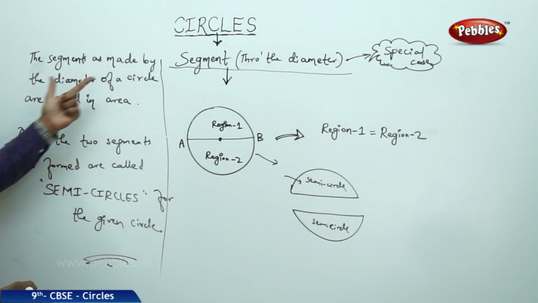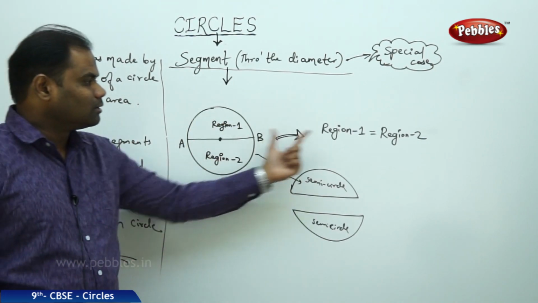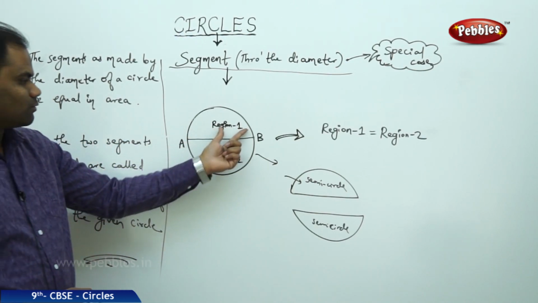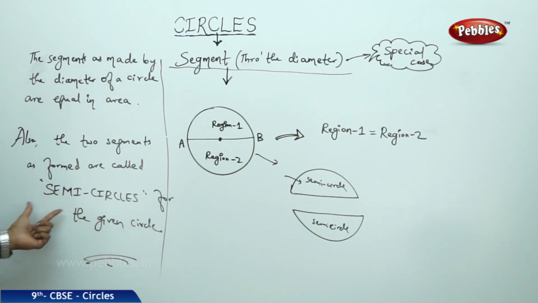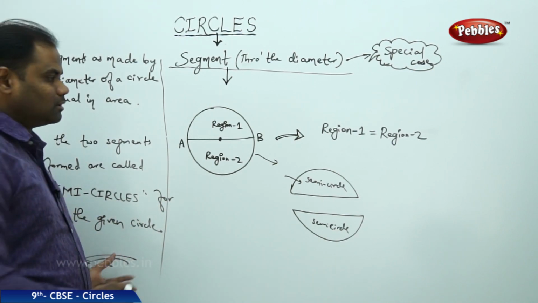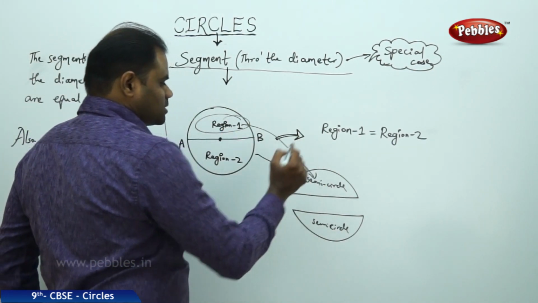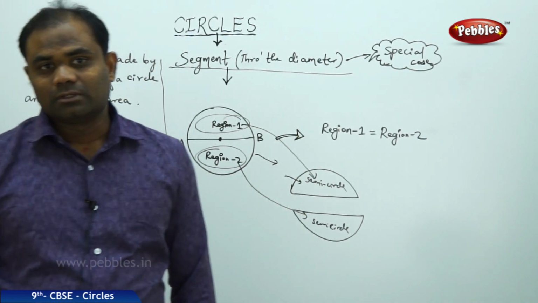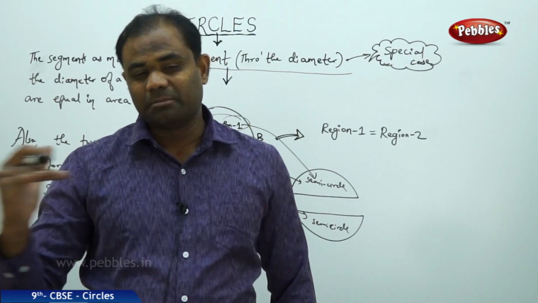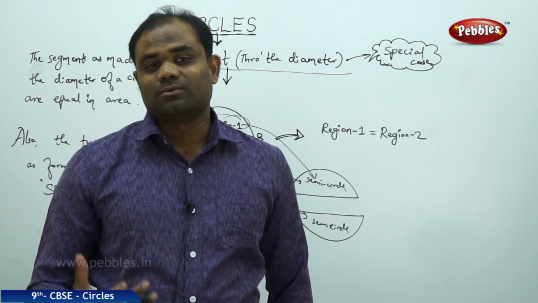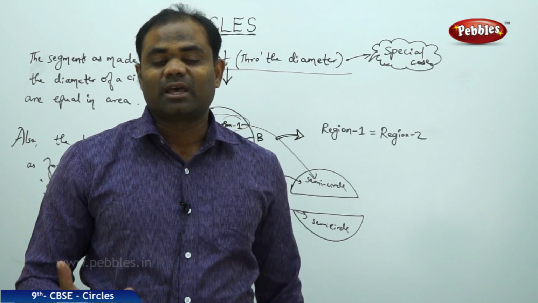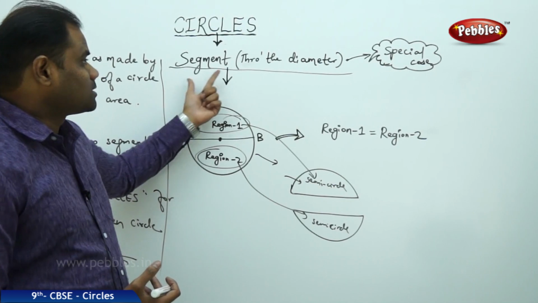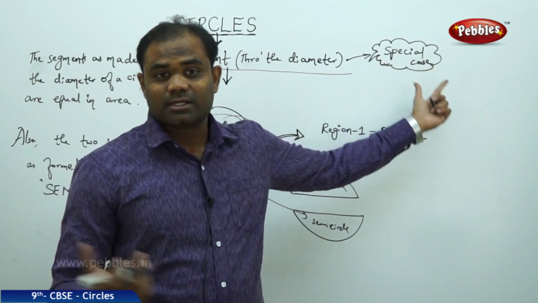The segments as made by the diameter of a circle are equal in area. Also, the two segments as formed, region 1 and region 2, are called semicircles for the given circle. This region is called semicircle 1 and this region 2 is called semicircle 2. The two segments, when formed through the diameter of the circle, will form two semicircles, is what I make as the learning outcome. Semicircle connected with segments through the diameter as a special case.